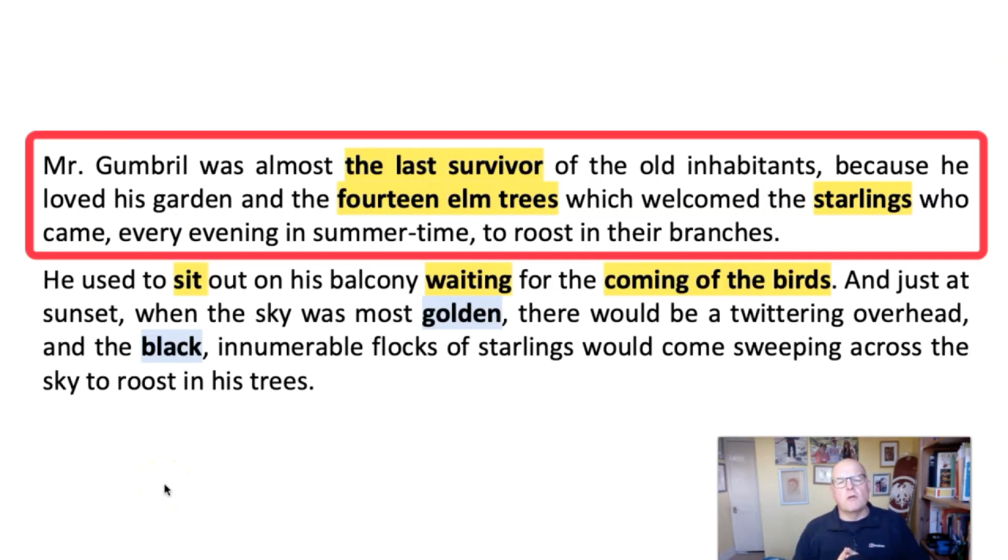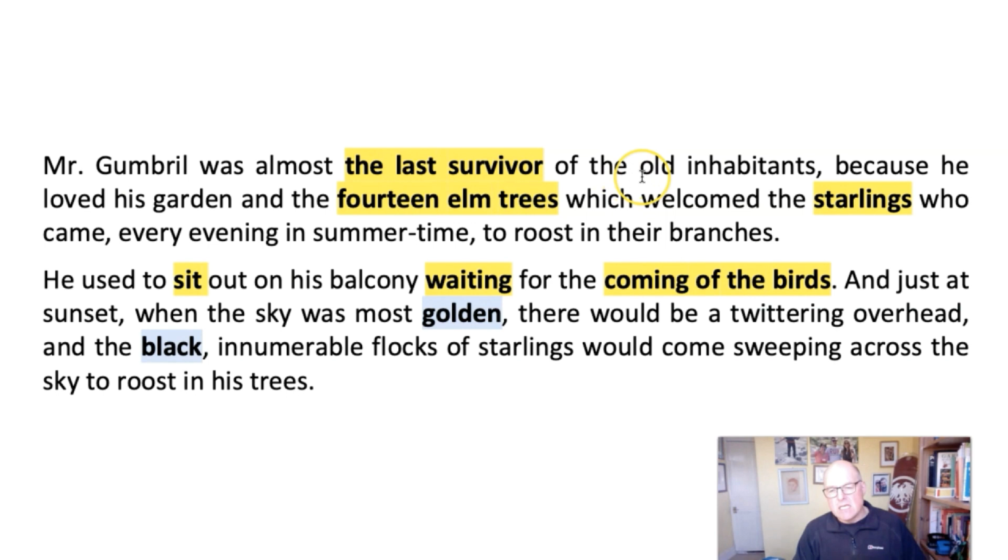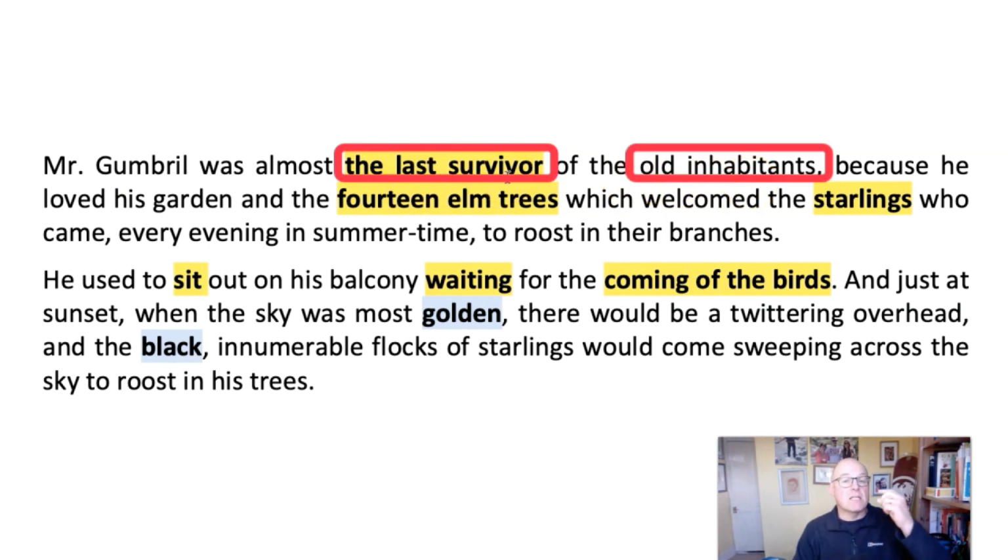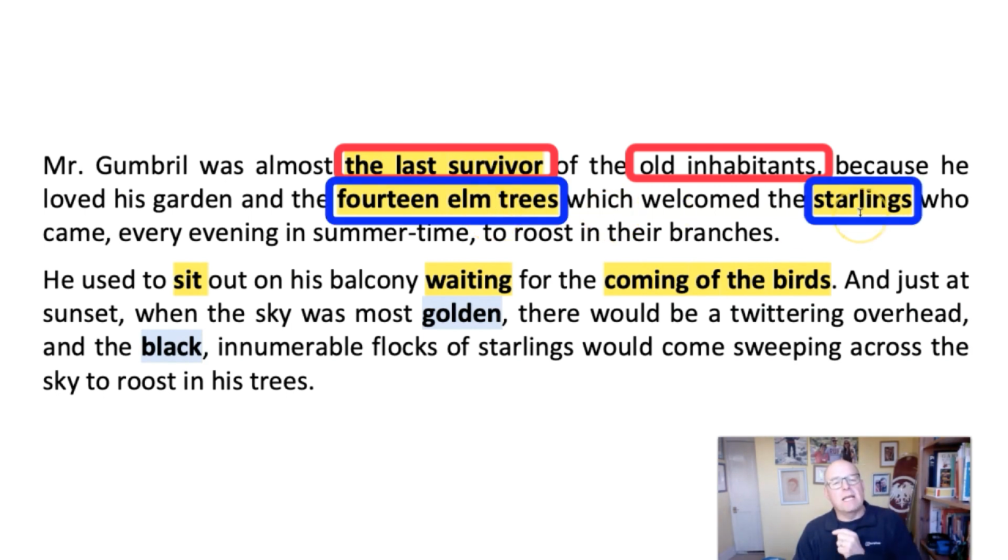Mr. Gumbrel was almost the last survivor of the old inhabitants because he loved his garden and the 14 elm trees which welcomed the starlings who came every evening in summertime to roost in their branches. So now the contrast to the outside is developed. He is one of the last of the old inhabitants, the last survivor, and that is contrasted with the many trees, the 14 of them, and the many starlings. So we're going to get a contrast of the single, lone and alone Gumbrel to his surroundings.